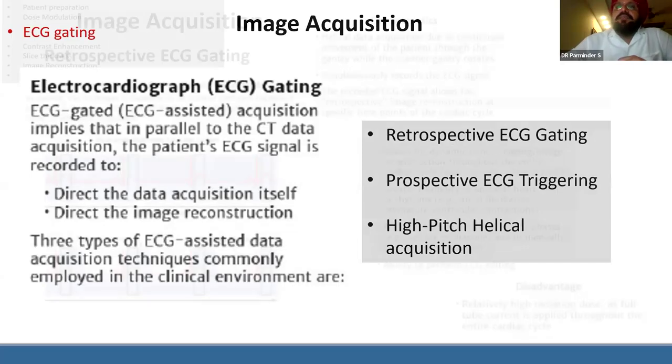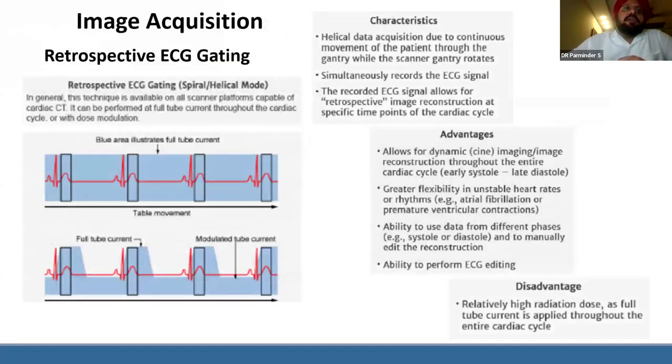What is retrospective ECG gating? In general, retrospective ECG gating is a technique which is available on all the scanner platforms capable of doing a cardiac CT. It can be performed with a full tube current throughout the cardiac cycle or with dose modulation. And usually, for retrospective ECG gating, we do a spiral or helical mode CT, which records the data throughout the cardiac cycle and at a full tube current. Even modulation can be done with retrospective ECG gating also, but there are limitations of doing that.